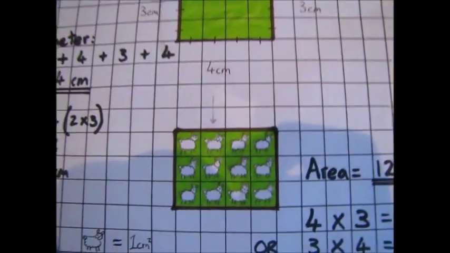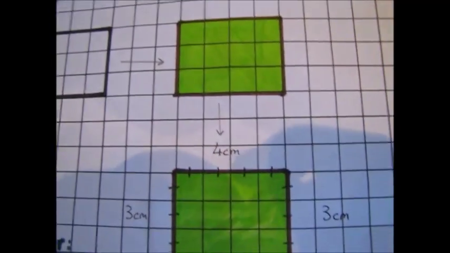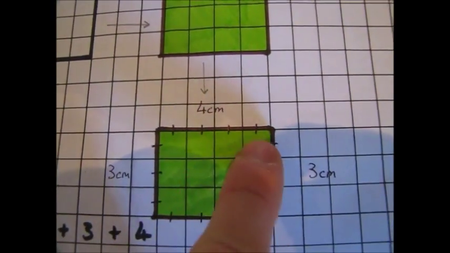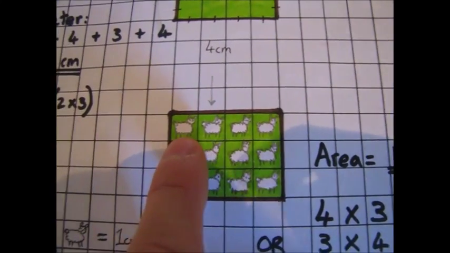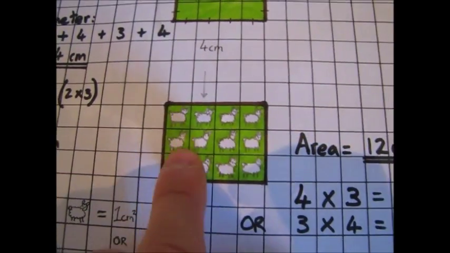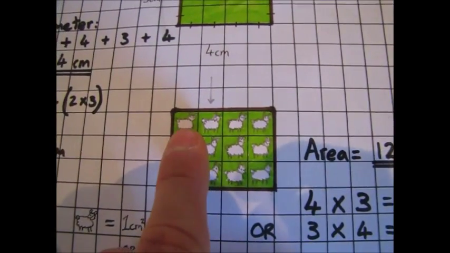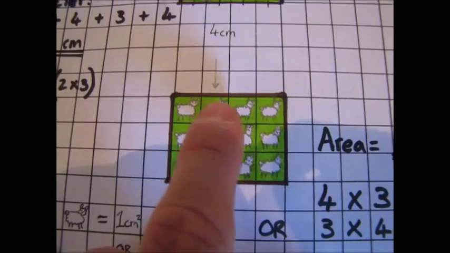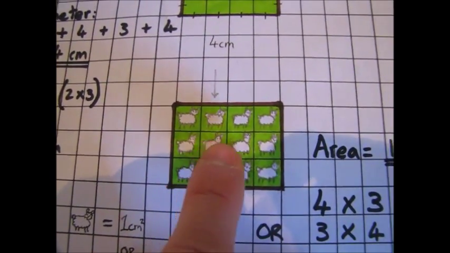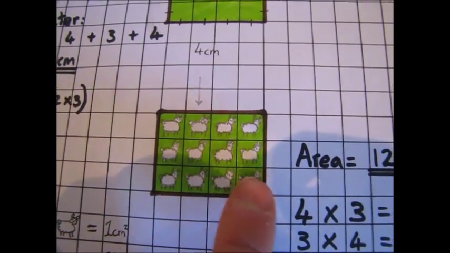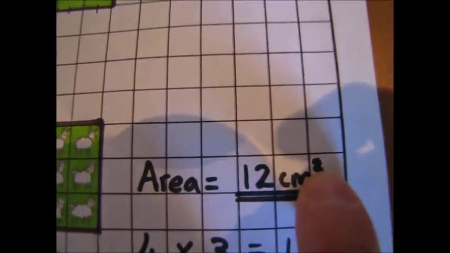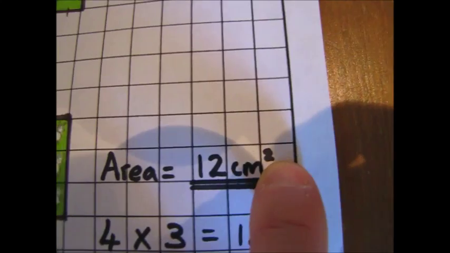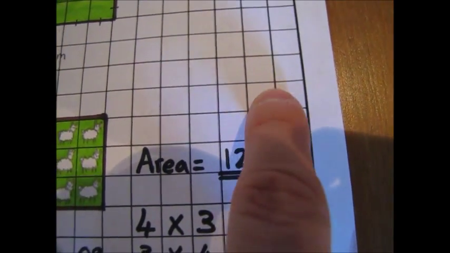Okay, so let's go back to our rectangle here, which had a length of 4 centimeters on the top and a width of 3 centimeters. So I'm going to use my sheep here to count how many squares we've got. Okay, so remember 1 sheep for each square. So I've got 1, 2, 3, 4, 5, 6, 7, 8, 9, 10, 11, 12. So that's 12 centimeters squared. That's the area. We have this little tiny 2 to show that we are measuring in squares, okay, which is for area.